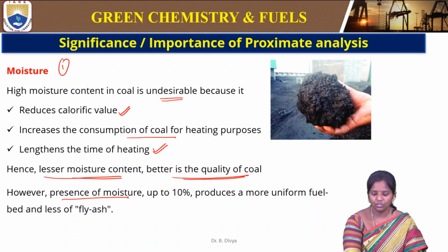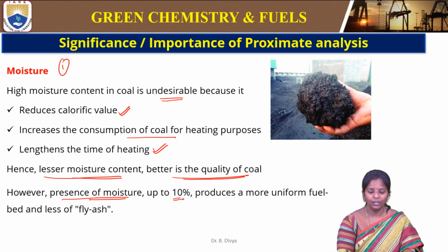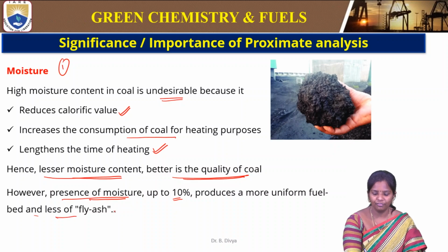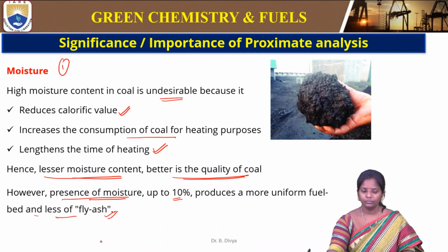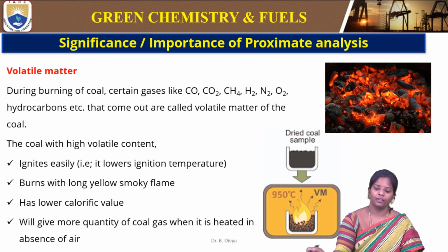However, the presence of moisture up to 10% produces a uniform fuel bed and less fly ash. But moisture content is generally dangerous, as it will increase the consumption of coal in producing energy, and it will also increase the heating time. So it is always better to reduce the moisture content. Obviously it will then increase the calorific value.